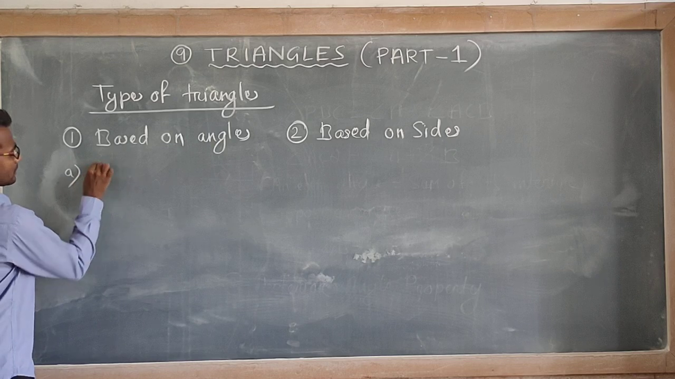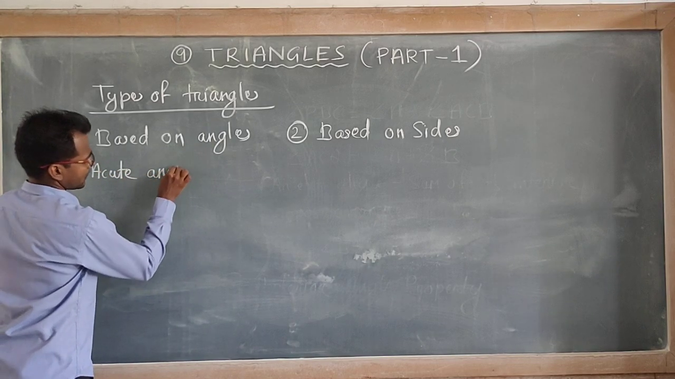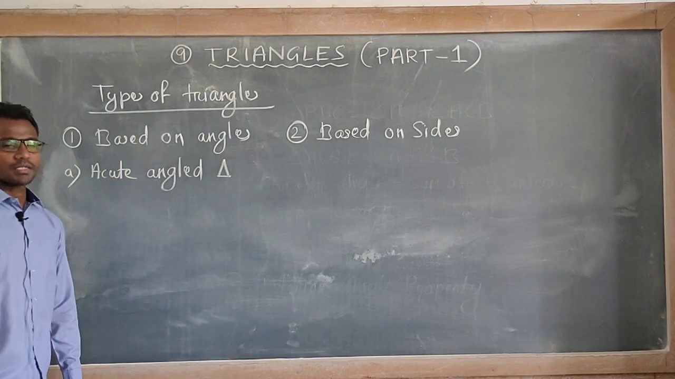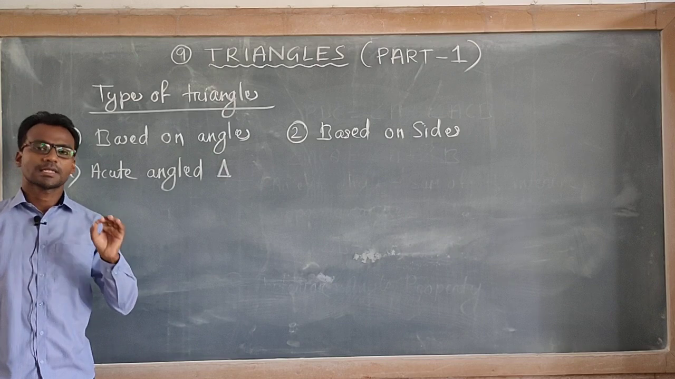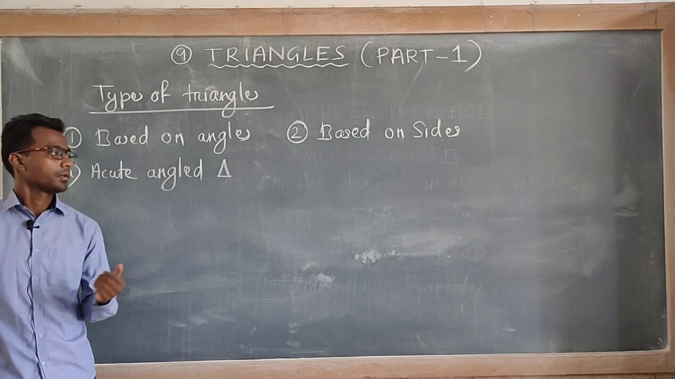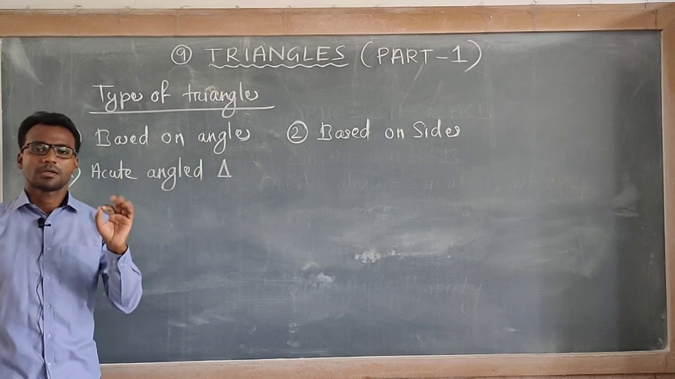First one is the acute angle triangle, meaning each angle of the triangle will be less than 90 degree. Acute means less than 90. So an acute angle triangle means each angle of the triangle will be less than 90 degree.